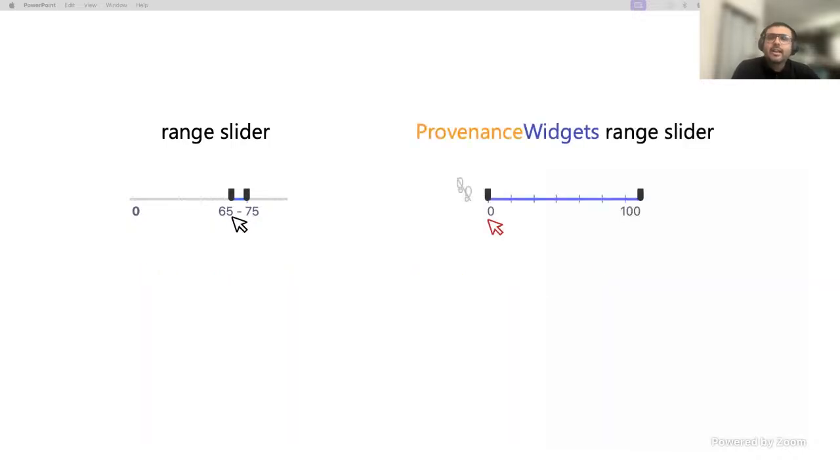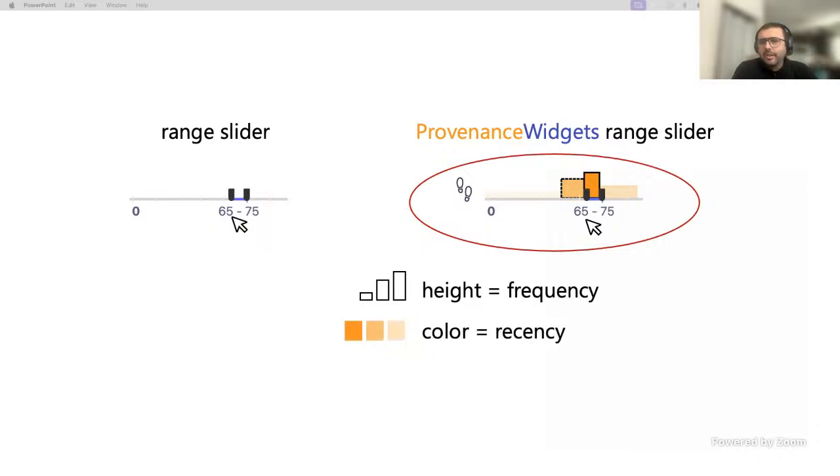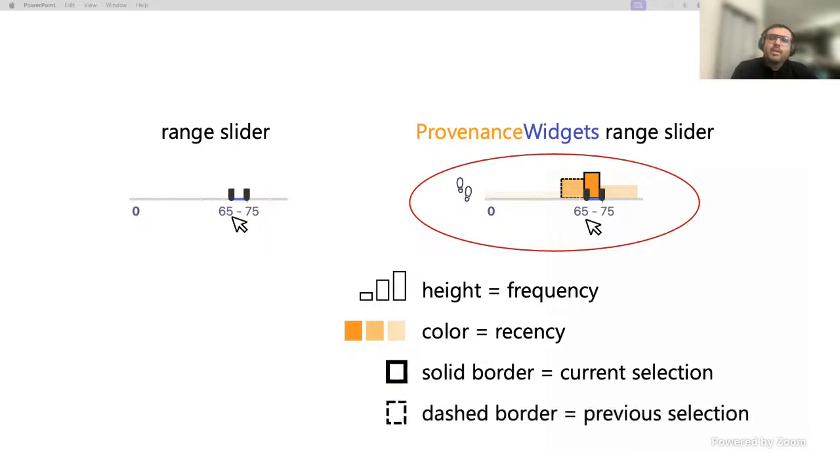Now, consider this enhanced provenance widgets rain slider. As I interact with it, it keeps track of all my interactions and presents them visually as dynamic bar chart overlays. So in the same final state, I can now get a lot more information, like taller bars mean more frequently selected ranges, darker bars indicate more recently selected ranges, a bar with a solid border indicates the current selection, whereas a bar with a dashed border indicates the previous selection. So this is what we refer to as the aggregated summary view.